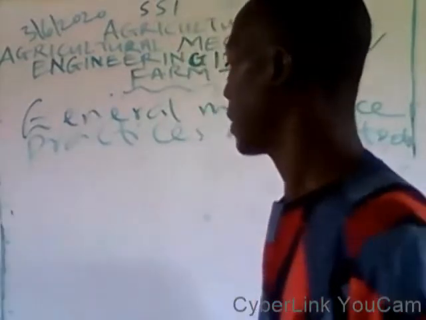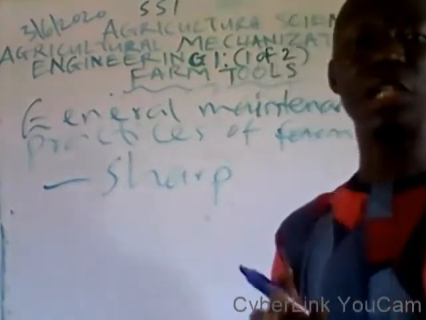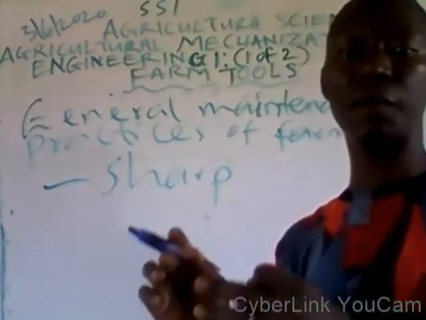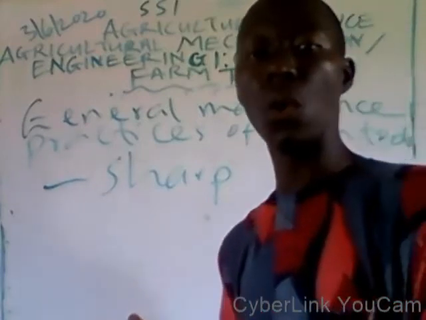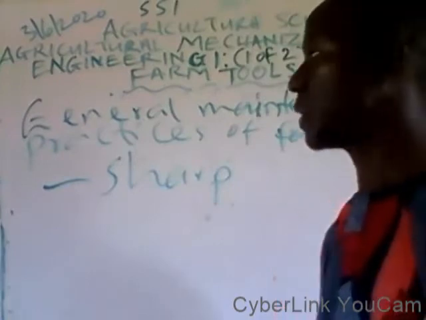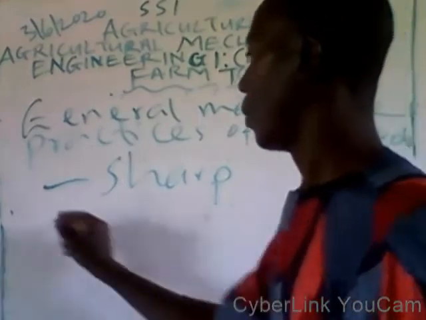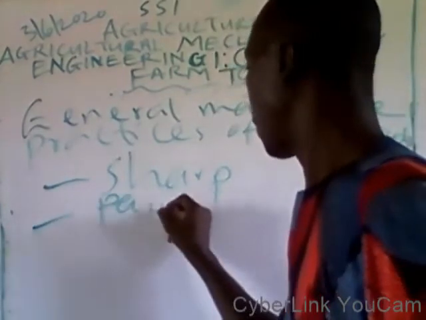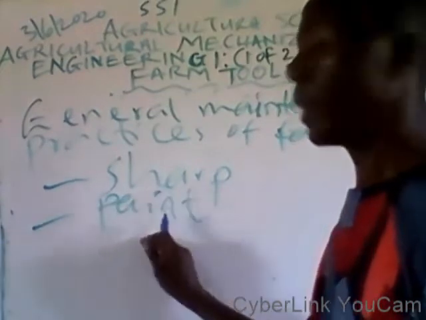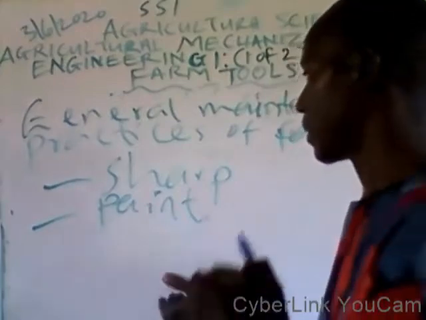Another general maintenance practice is sharpening. Sharpen the blunt edges of the blade in the area of the hoe and the knife and also the cutlass. Once they are blunt, make sure you sharpen their blade. Another point is painting the metal parts. Painting the metal parts will also avoid rusting.